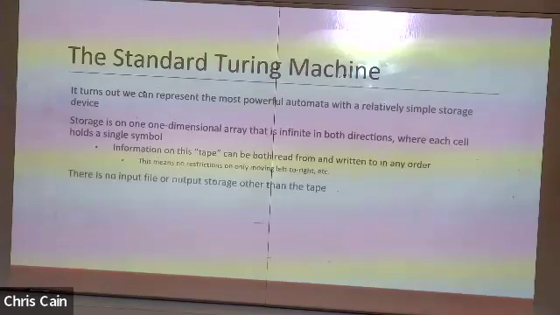There's no other input or output device, so we're not reading from any other file. We're not keeping track of any other storage. We're not taking a stack with us. We're not taking a hard disk with us. There is no other way to write information other than directly on this array. We're going to start calling it the tape.